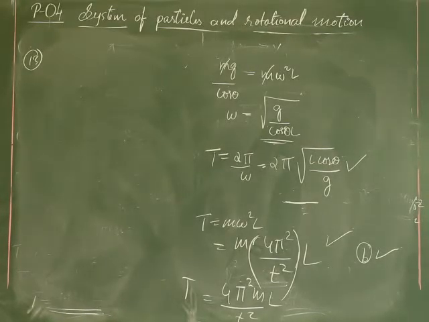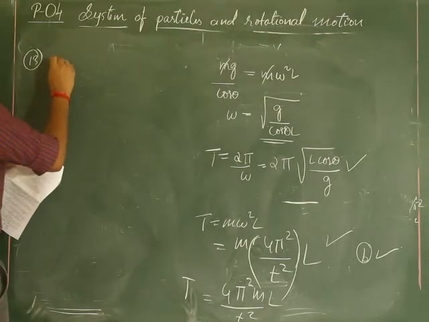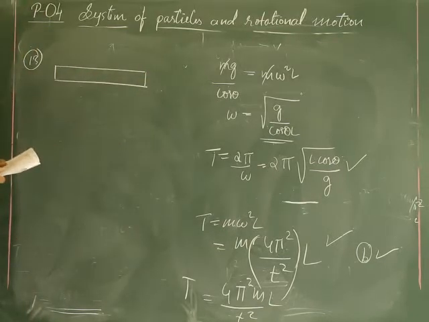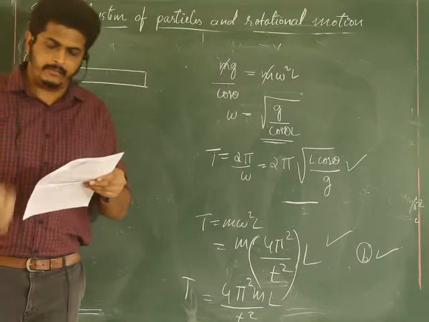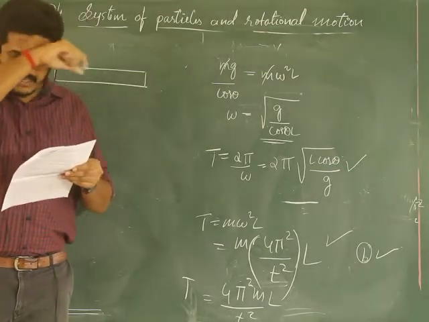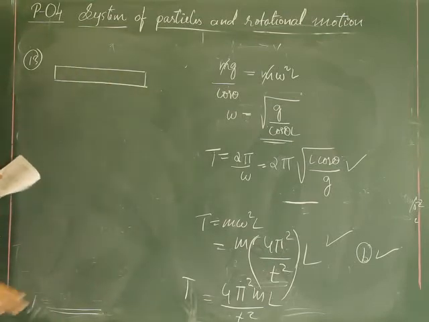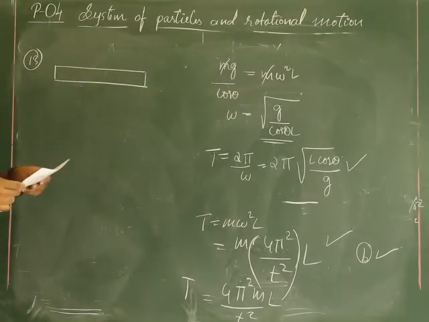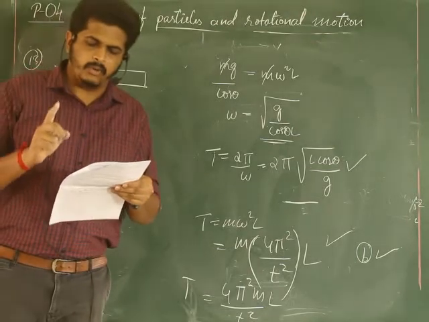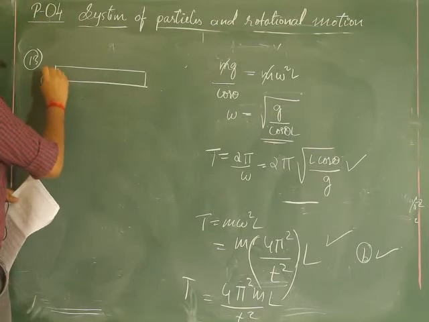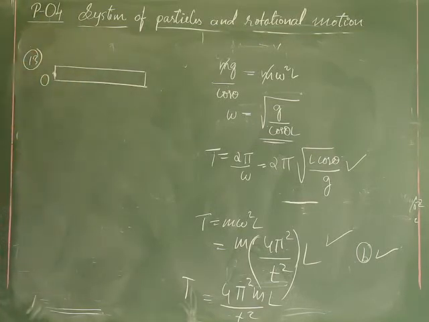In question number 13, a tube of length L, a tube is there, like this, filled completely with an incompressible liquid of mass capital M, closed at both ends. So inside this tube, some liquid is there, incompressible. Tube is then rotated in a horizontal plane about one of its ends. I will take this one as fixed position. It is rotated. Okay, it is rotated.